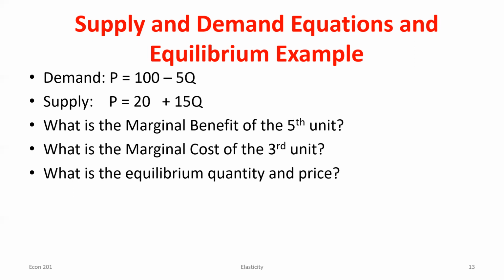How could I find the price at which that first unit will be purchased? Plug a 1 into my supply equation. Because my supply equation tells me companies will only provide it if the price is greater than or equal to their marginal cost. So I plug in a quantity of 1 times 15 is 15, plus 20, 35. So I know the price has to be at least 35 to get that first unit. And then I would have to do every single point.